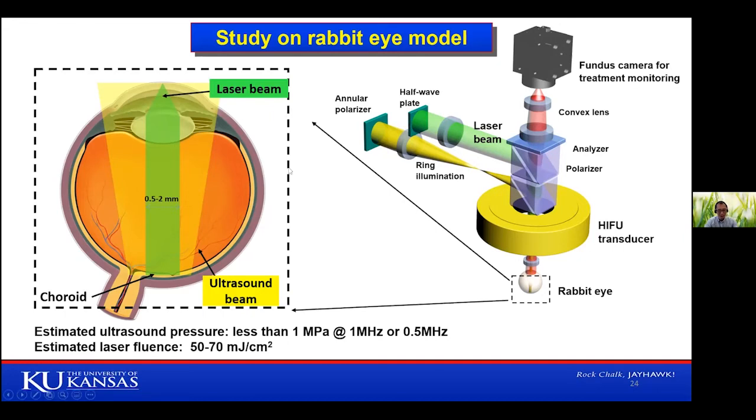So that's why I designed this system here. And this is actually a quite complicated system because the eye is very small. We only have a small window to work with. We have a laser light here. With our design, we have a wide ultrasound beam, and also a narrow laser beam in the middle. On the right-hand side is a schematic of the optical path.